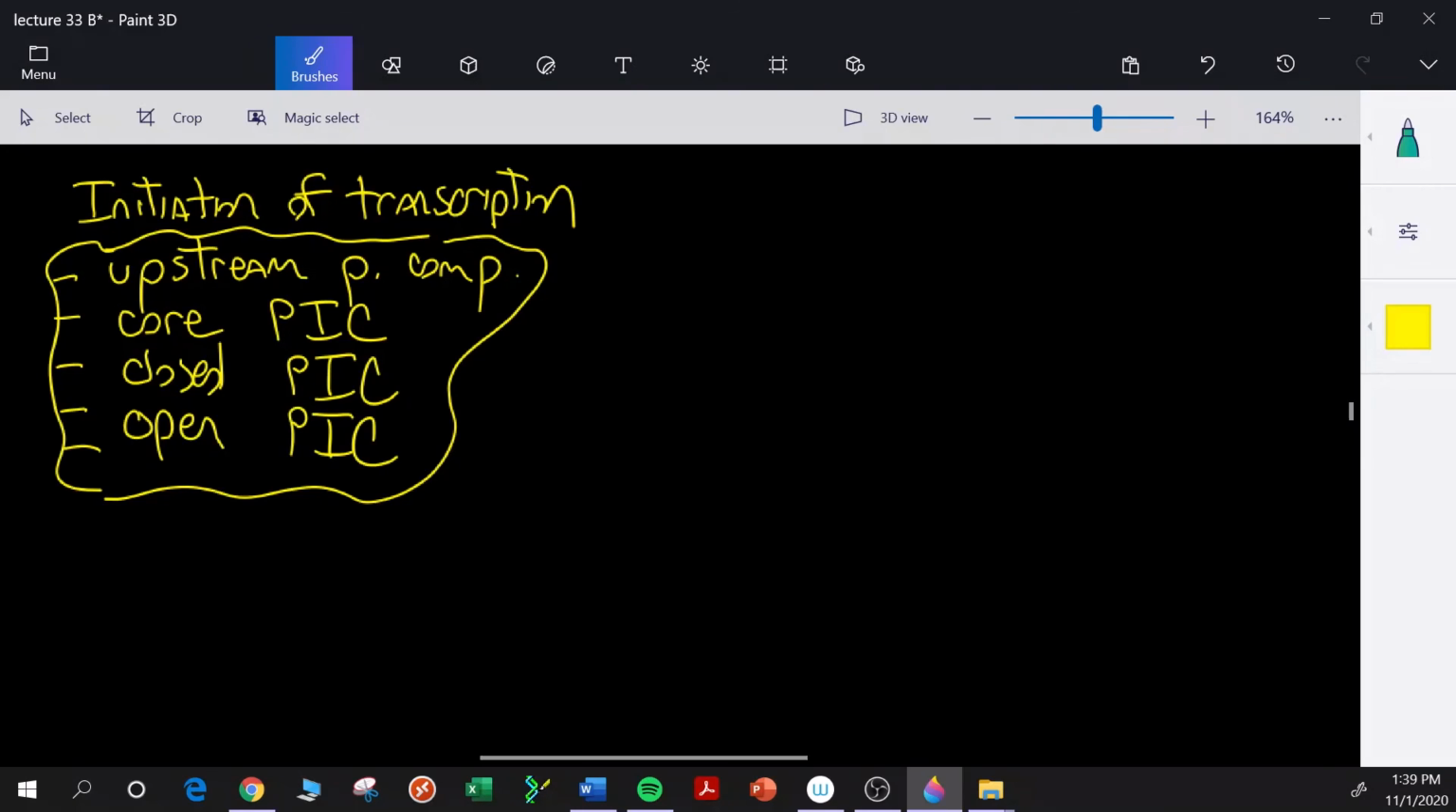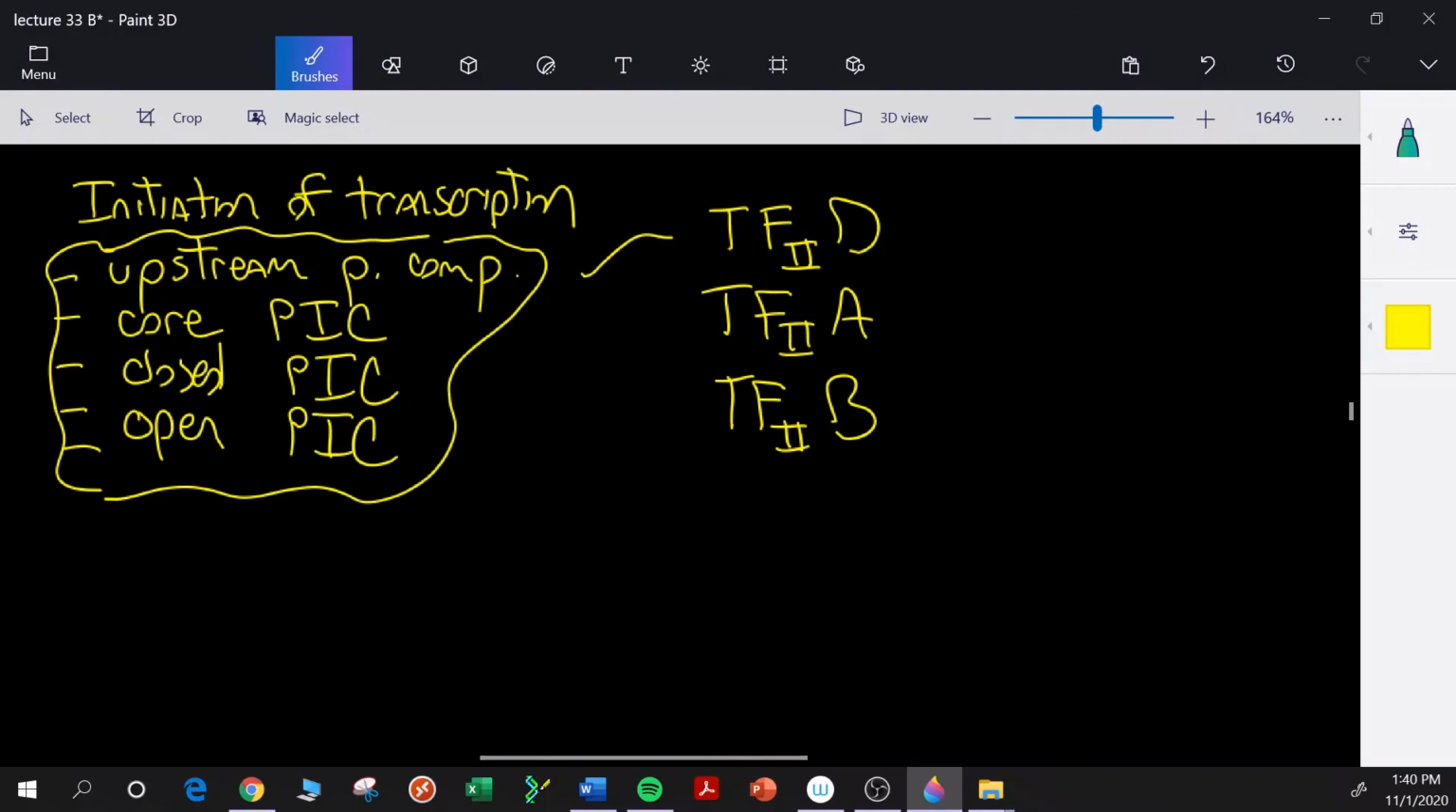So, what is the upstream promoter complex? There are going to be 3 general transcription factors involved: TF2D, TF2A, and TF2B. First I want to talk just a little bit about TF2D. TF2D is made up of a protein called TATA binding protein, and you can imagine this is something that binds to the TATA box if the core promoter has a TATA box.